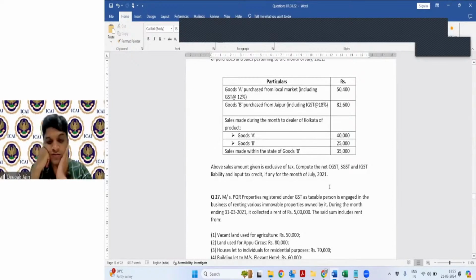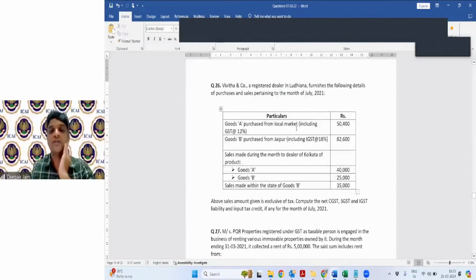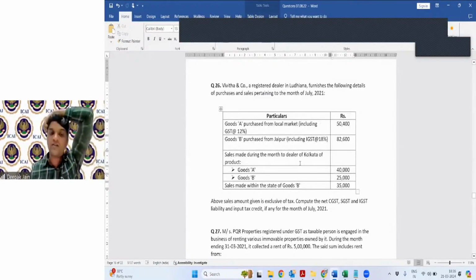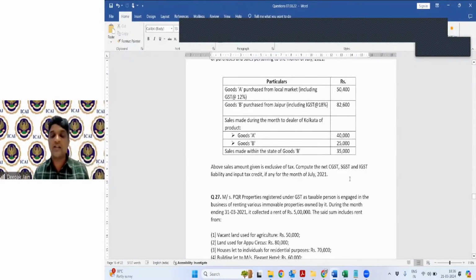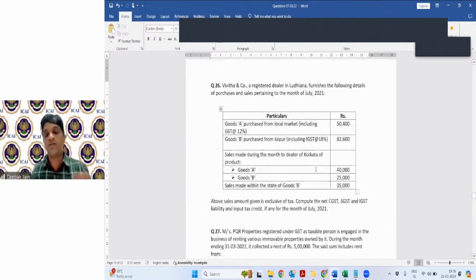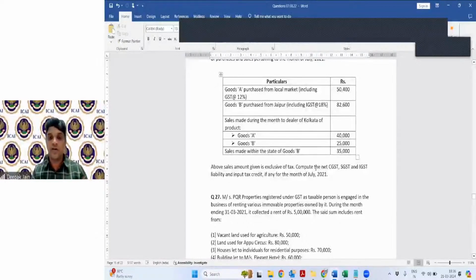So, what is the missing part here, which we will have to fill? They have given the values of purchases they have made, and they've given the sales they have made during the year, right? So, what has to be computed here? We have to compute the net CGST, SGST, and IGST payable. That is, output minus input, the net GST payable is what we have to calculate. Is there any opening balance of input tax credit? No information. So assume opening input tax credit is nil.